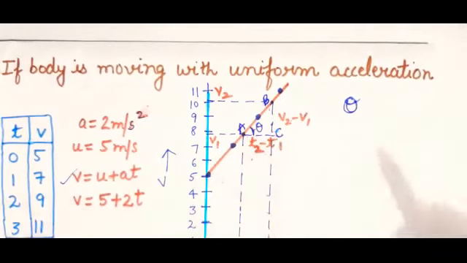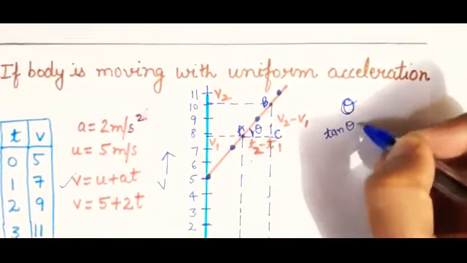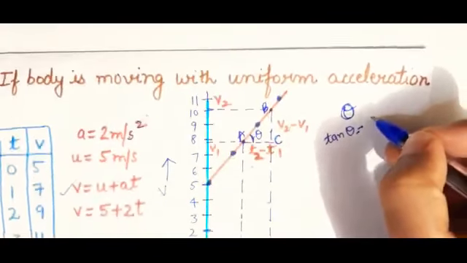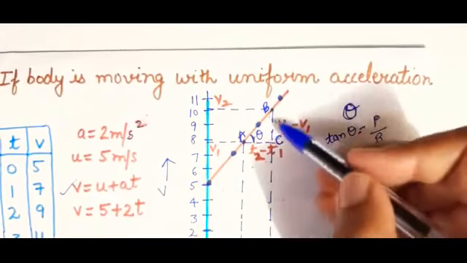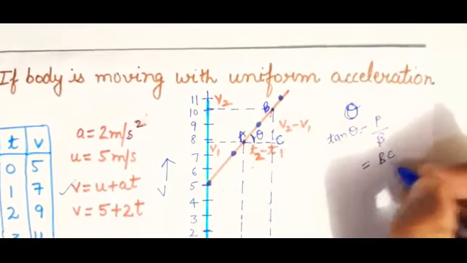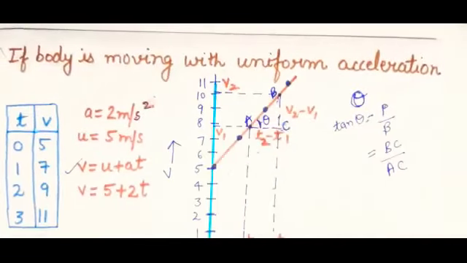So what is tangent theta? Tangent theta is equal to perpendicular upon base. And what is the perpendicular? BC upon AC. So this is tangent theta, BC upon AC. Now what is the value of BC and AC? You know, substitute the values.